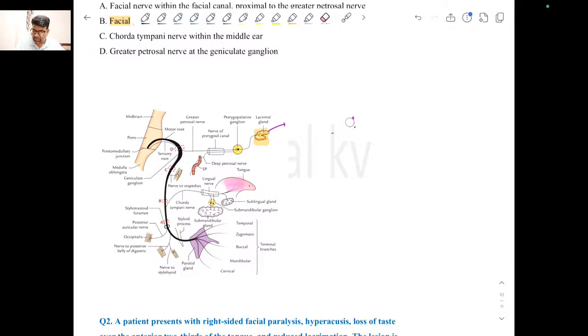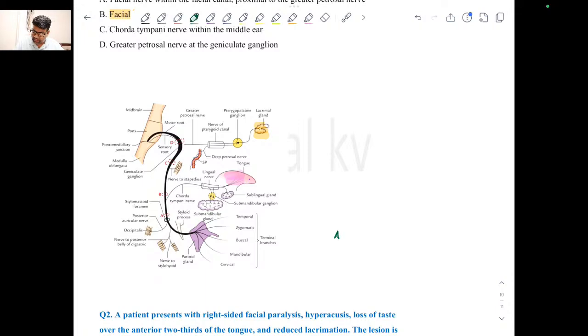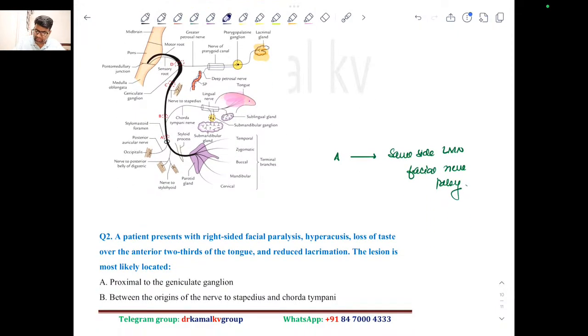Right. So if I just write it here, site A, same site, there is lower motor neuron facial nerve palsy. Clear? Now site B, which is just above the chorda tympani, so this plus loss of taste sensation from the anterior two-third of the tongue.